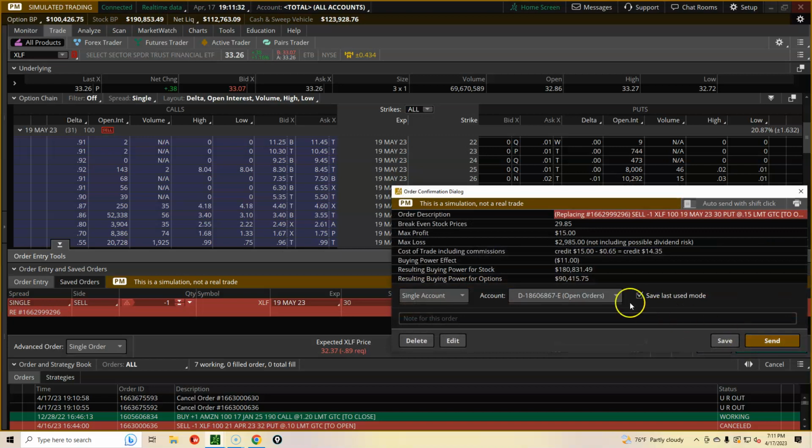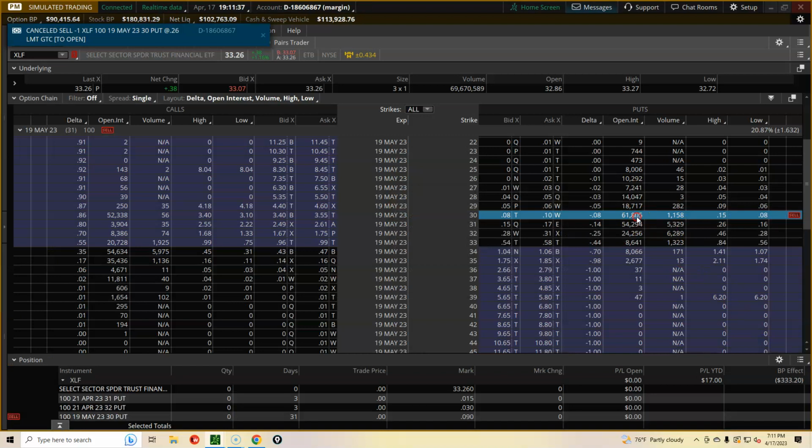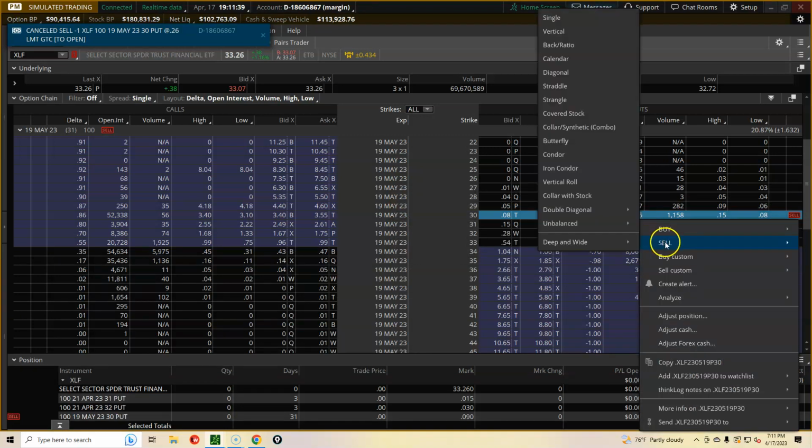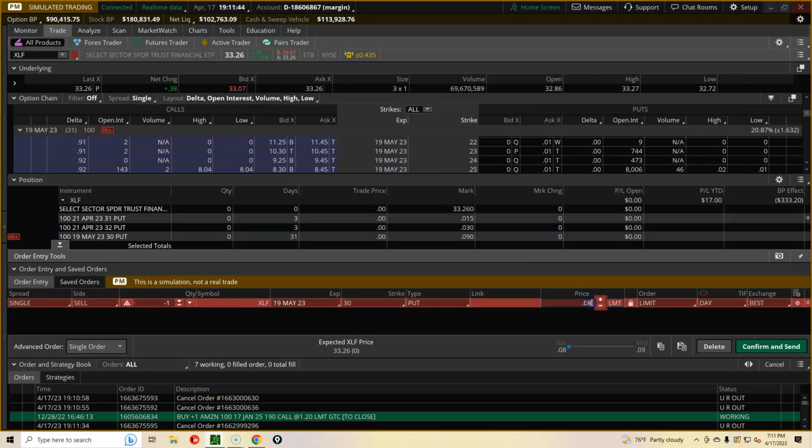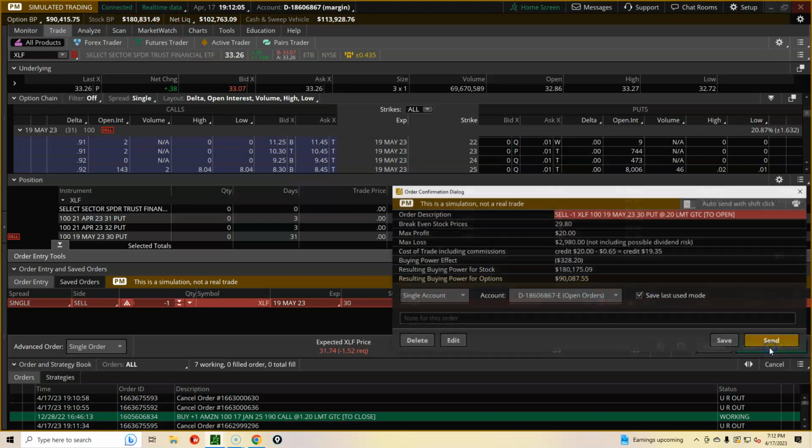We'll put that in under open orders, and then let's sell another one over here, and we'll do a long shot at 20 cents. Now, if you're thinking, why are we only getting 20 cents? Keep in mind, when you're dealing with options, it's 20 cents per share, and we're dealing with increments of 100 shares. So let's see what happens there.